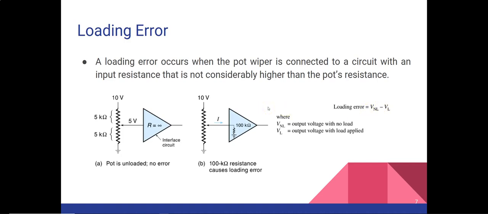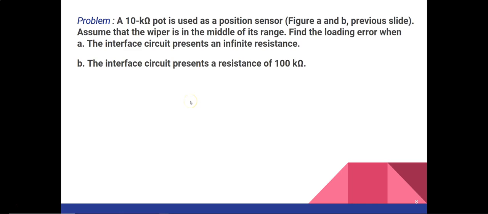Now we are going to see one problem based on the loading error. This problem says a 10 kilo ohm potentiometer is used as a position sensor, and we'll be using the same figures from the previous slide. Assume that the wiper is in the middle of its range. Find the loading error when, first, the interface circuit presents an infinite resistance, and second, the interface circuit presents a resistance of 100 kilo ohm.